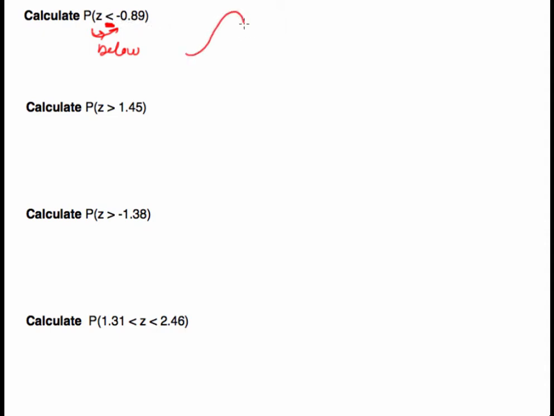My recommendation is to always draw a picture and label the mean, and since we're talking about the standard normal distribution, we know the mean is 0. Our z-score is negative 0.89, so it's to the left. The negative sign tells us it's to the left of the mean. And I want to know what percent is below this, so I'm going to shade to the left.